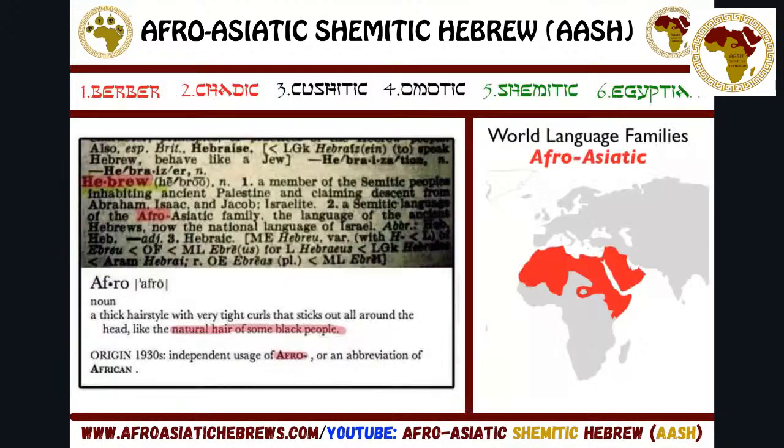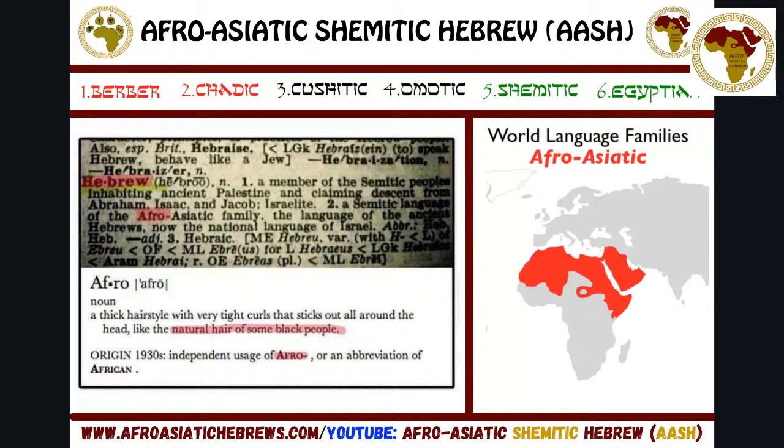Hebrew. A member of the Semitic or Shemitic peoples inhabiting ancient Palestine and claiming descent from Abraham, Yitzchak, and Yaakov, Abraham, Isaac, and Jacob. Israelite. Second, a Semitic or Shemitic language of the Afro-Asiatic family, the language of the ancient Hebrews, now the national language of Israel.